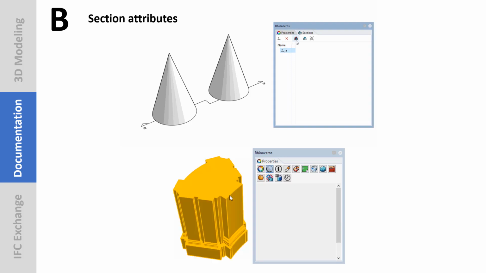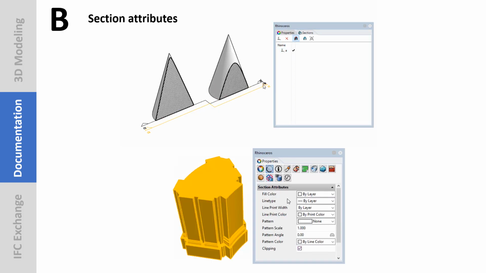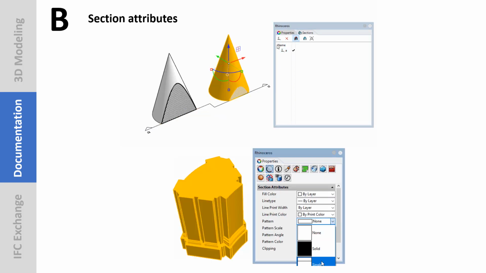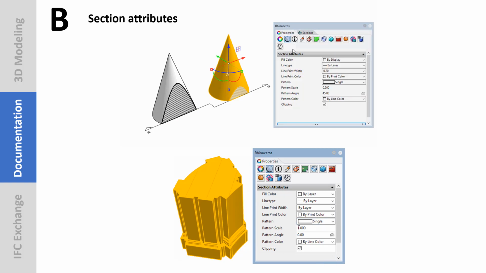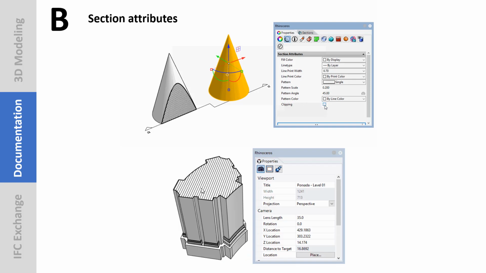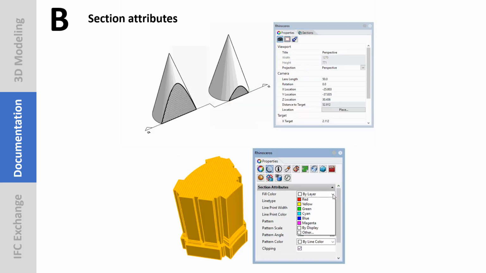Any piece of geometry, no matter if they are VisualARQ objects, Rhino polysurfaces, or meshes, can get section attributes such as the hatch pattern or line weight for the sectioned contour and area when they are displayed in plan and section views.